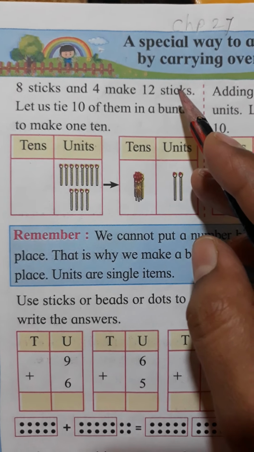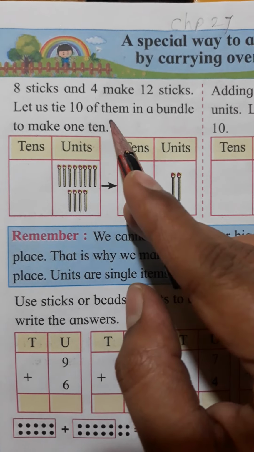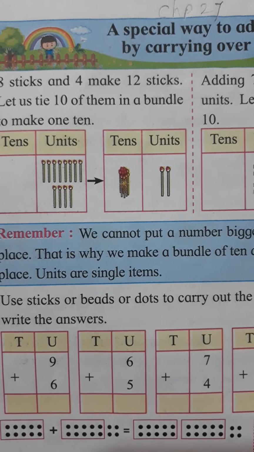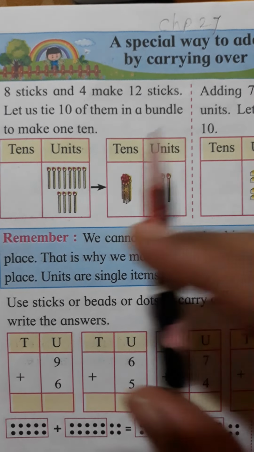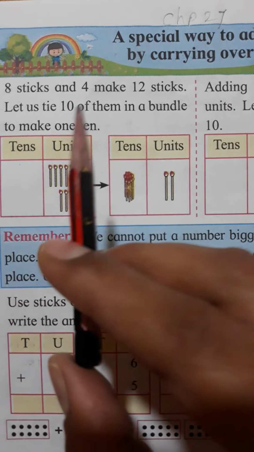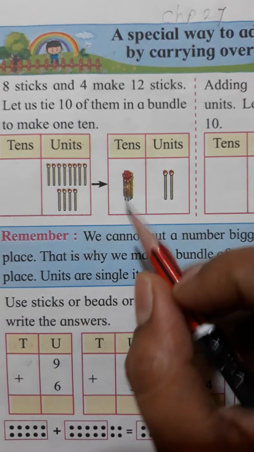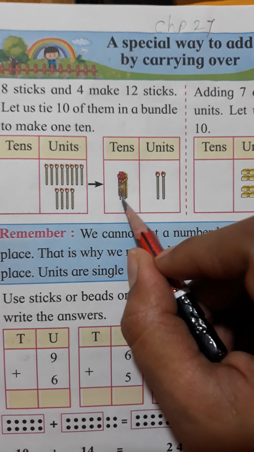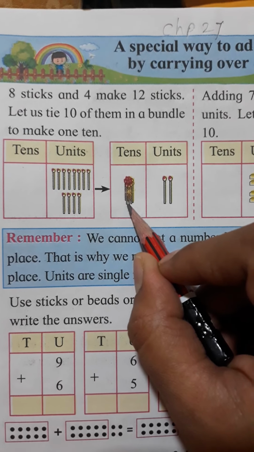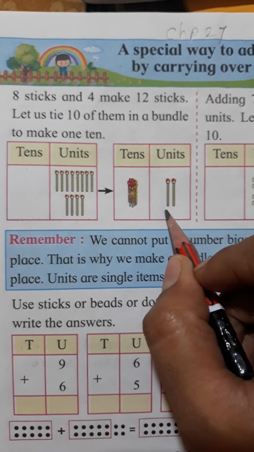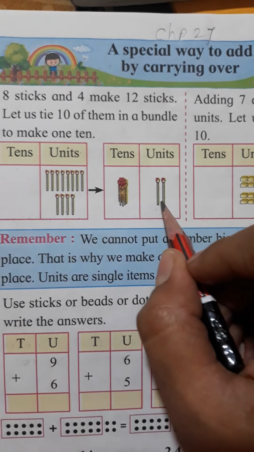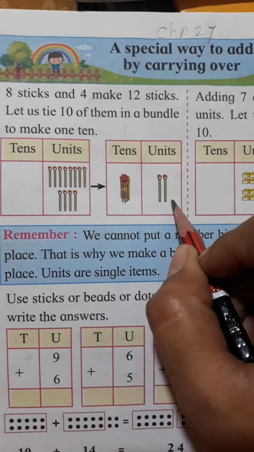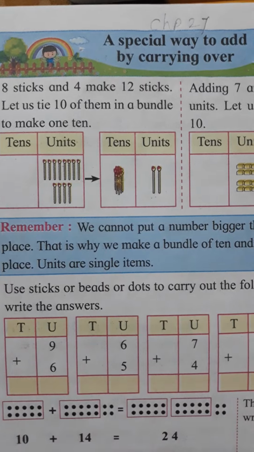So what we will do here, we will tie 10 of them in a bundle. You know 1 tens. So that is 10. So we will make a group of 10. When we make a group of 10, it will become, look, 1 ten. This is one bundle. So this is 1 ten, it means 10. And how many units remain? 2. So the number is 1 and 2, 12. 10 plus 2, 12. Understood, students?